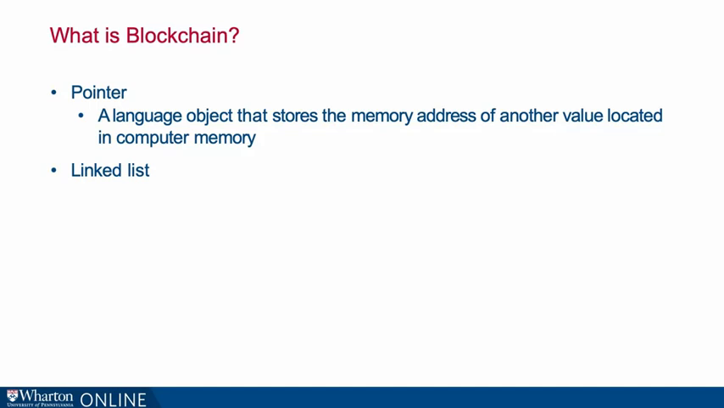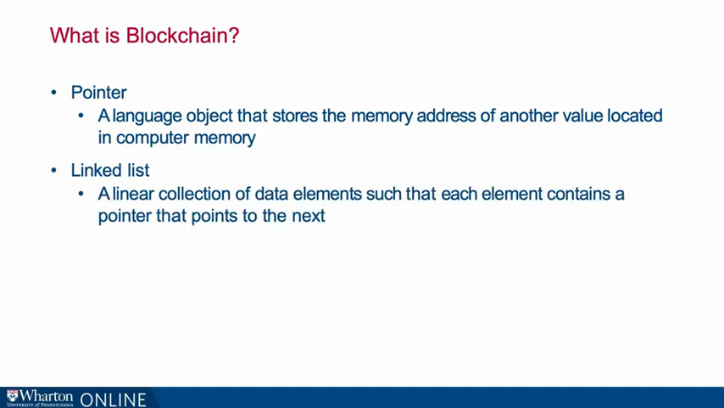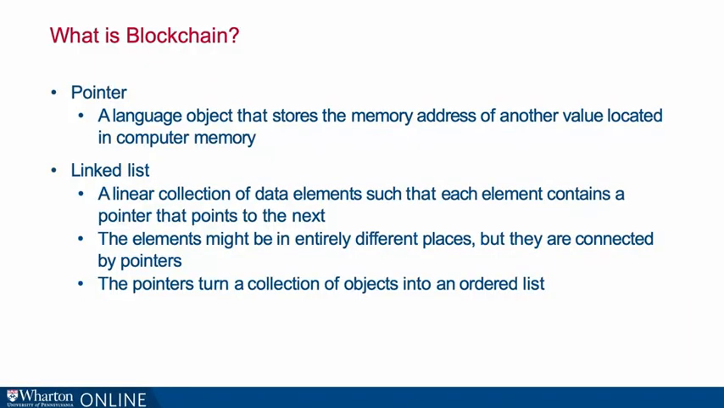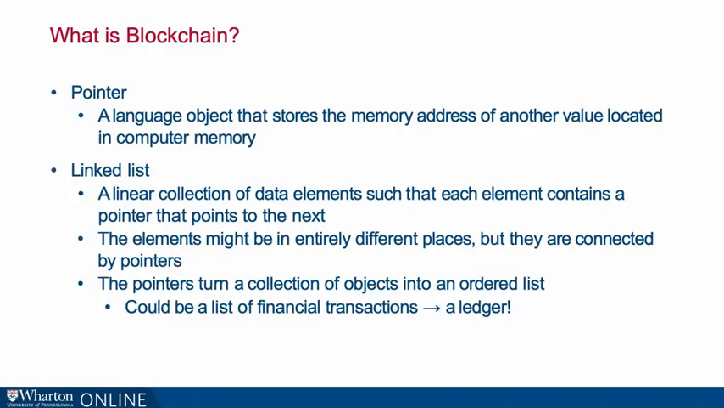So then if that's a pointer, what's a linked list? A linked list is a linear collection of data elements such that each element contains a pointer that points to the next. So the elements might be in entirely different places, but they are connected by pointers. So what these pointers do is they turn what is sort of a random collection of objects into an ordered list. Now the list could be anything. For example, it could be a list of financial transactions, in which case a list of financial transactions with a system of pointers is a ledger.